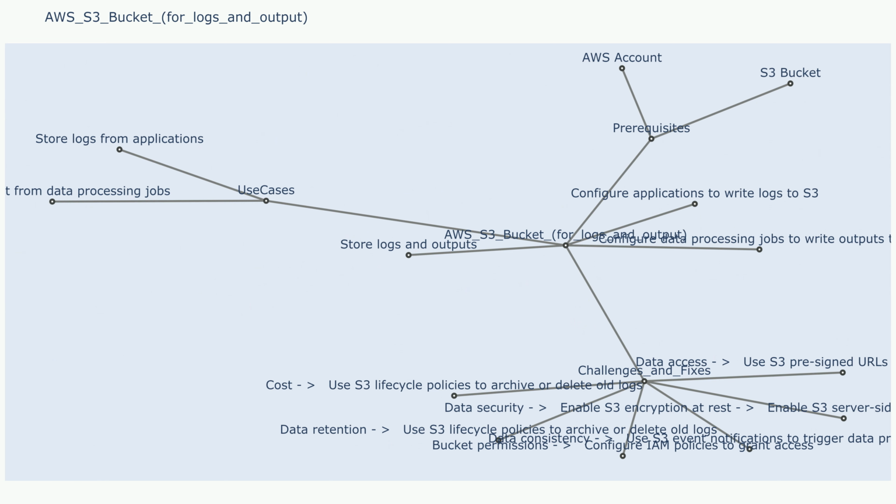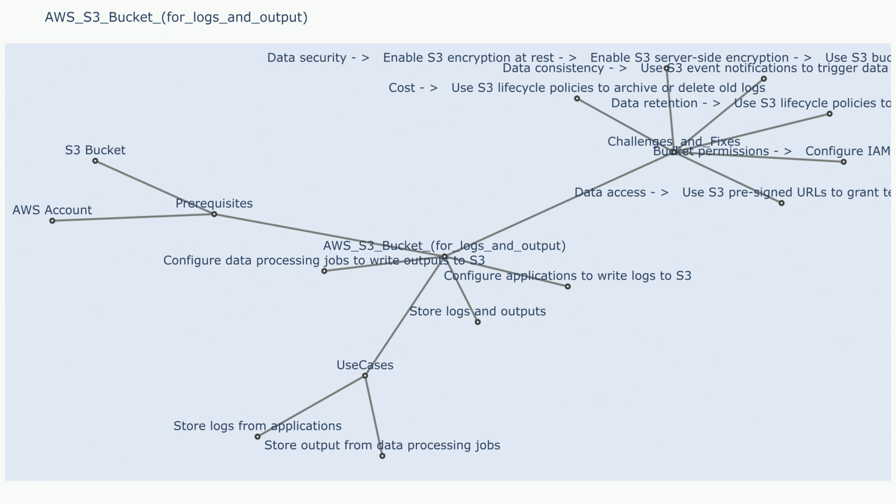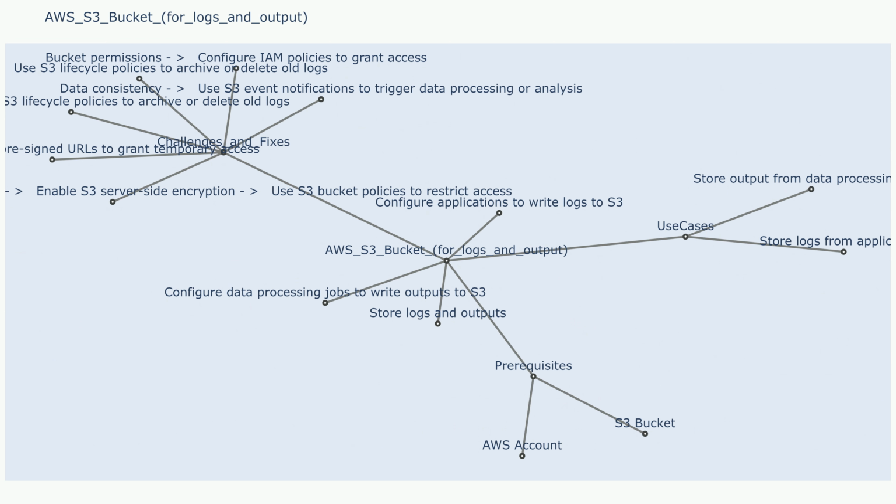Steps: configure applications to write logs to S3. Configure applications to send logs directly to the designated S3 bucket. This often involves using libraries or tools that support S3 logging.